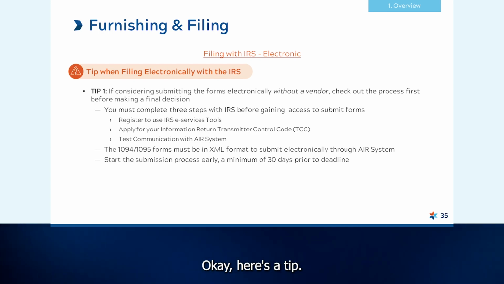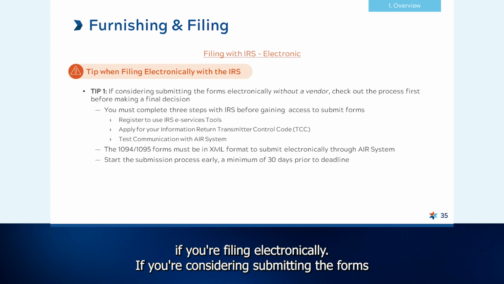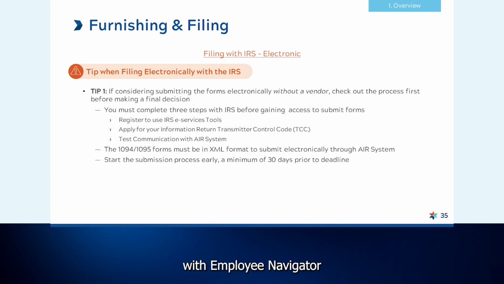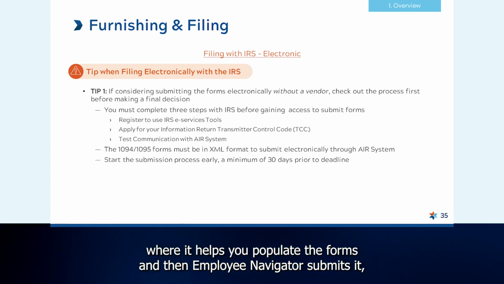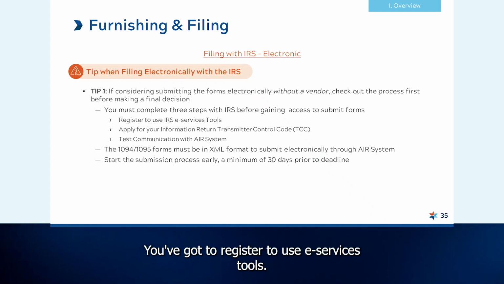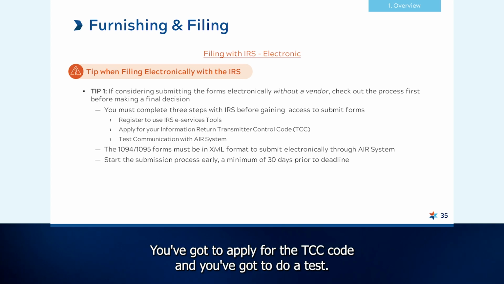Okay, here's a tip. I'm going to have a couple of tips here if you're filing electronically. If you're considering submitting the forms without a vendor or any help, or if you're not doing the self-service with Employee Navigator, where it helps you populate the forms and then Employee Navigator submits it, you must complete 3 steps with the IRS before you can even have access. You've got to register to use the eServices tool. You've got to apply for the TCC code, and you've got to do a test.